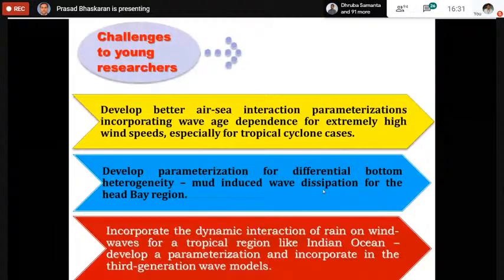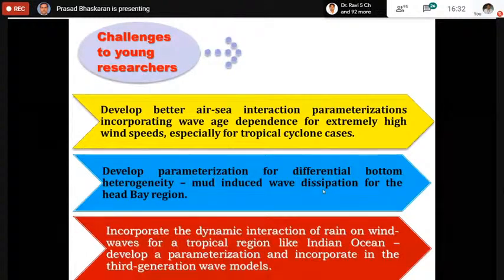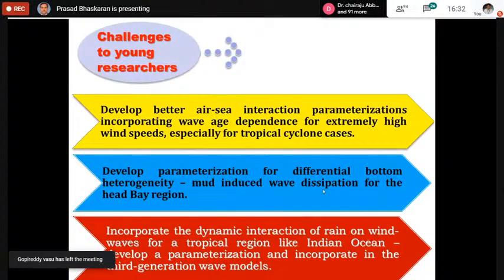Today, if you see, the cyclones are increasing. I think all of you have seen that very high intensity cyclones are coming in the Bay of Bengal, and also cyclones are becoming very active in the Arabian Sea. Now what is going to happen is, we need to model the cyclonic wind fields, and the wind field that you are modeling for the cyclone has to go to the wave model. The problem is, the parameterization that we are using today has a limitation for extremely high wind speed. So we need to see how we can develop a better air-sea interaction parameterization for cyclonic wind speed, which can be used in the wave models.